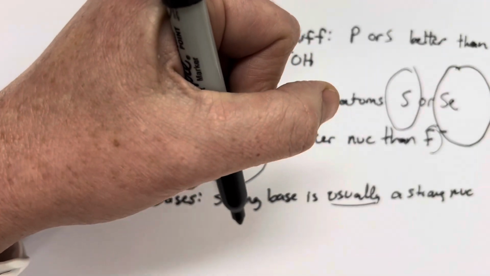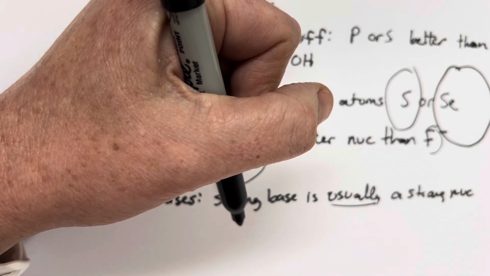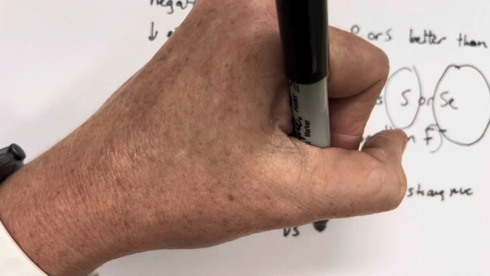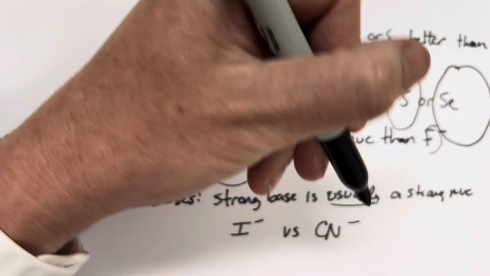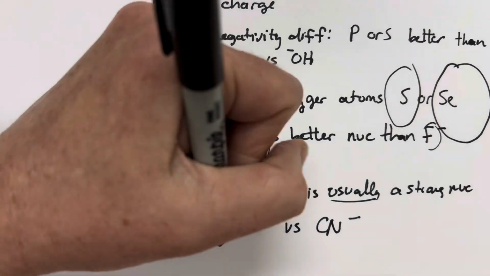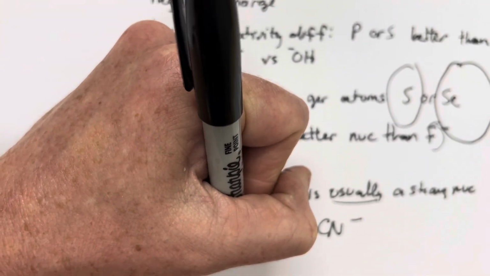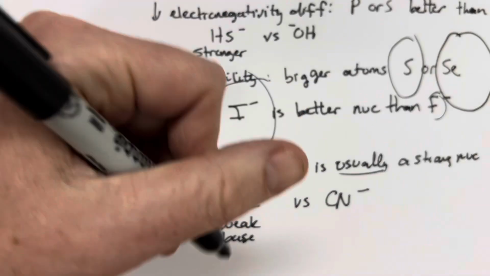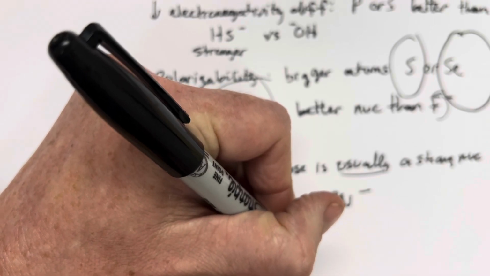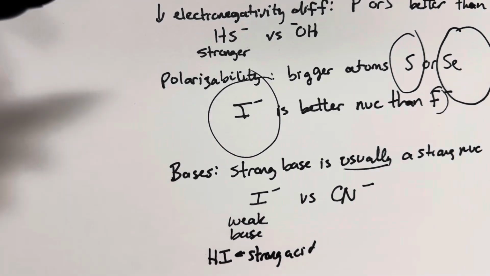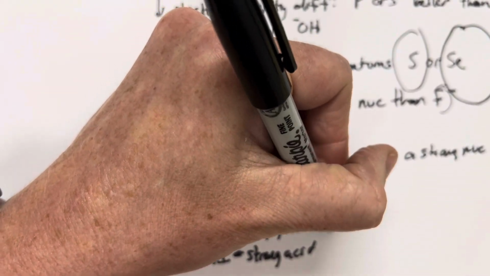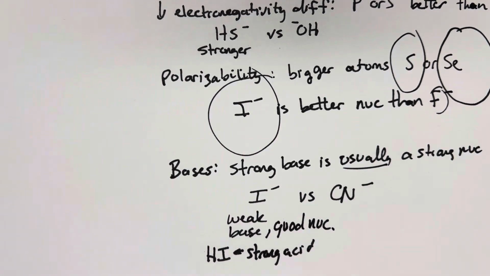So for example, if you have something like I- versus CN-, I- here is a very weak base. It's a weak base because if you took its conjugate acid, HI, you know that this is a strong acid. And therefore, I- must be a very weak base, right? So this is a really weak base, but it's a good nuke. So just keep in mind that there can be exceptions like that.